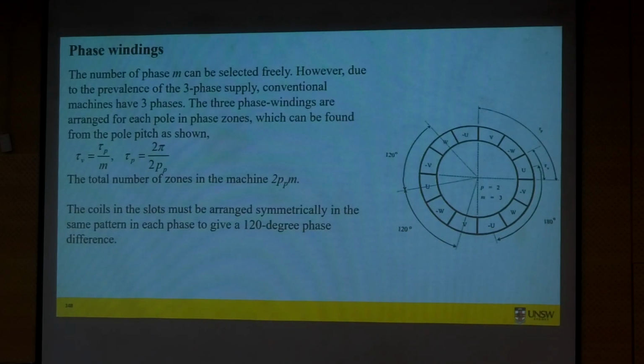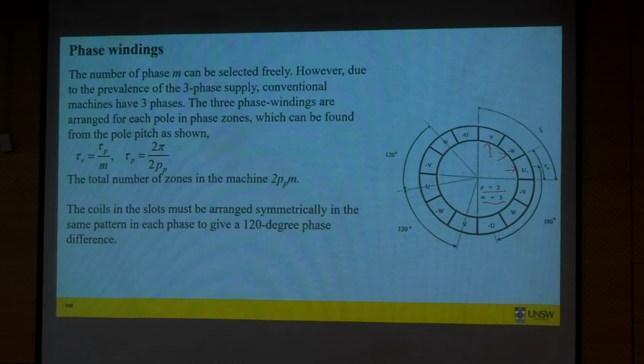let's say in this case we have a two-pole-pair machine, and three-phase, a very simple one. That means there are 4 poles. Two pole pairs, 4 poles. So you can see there are 4 zones, each zone under one pole. And note how each phase needs to be arranged.